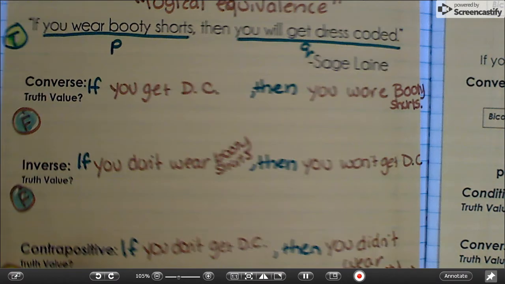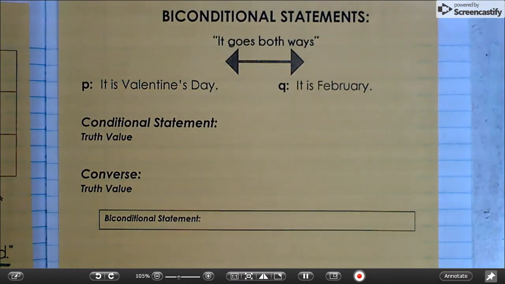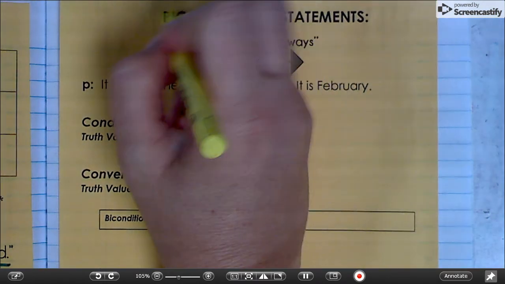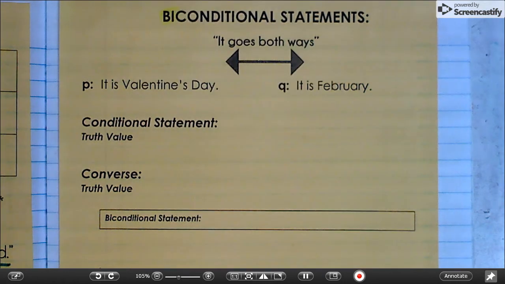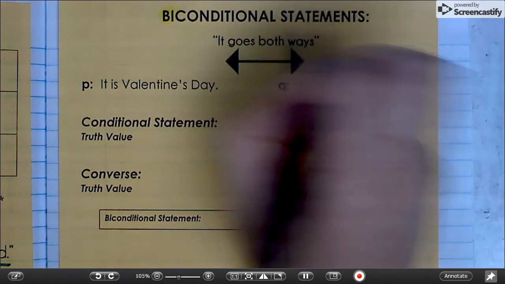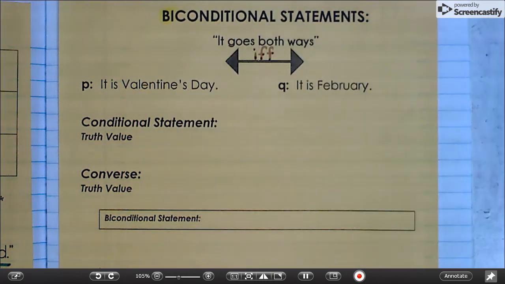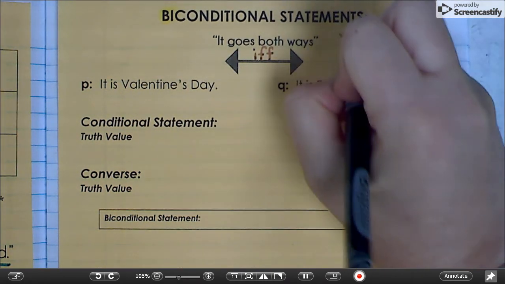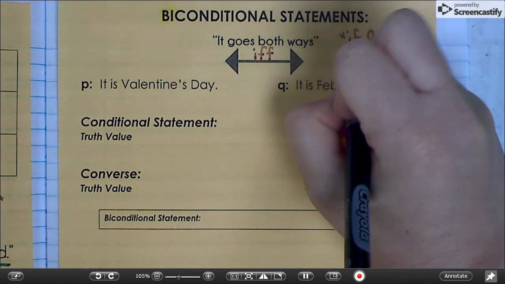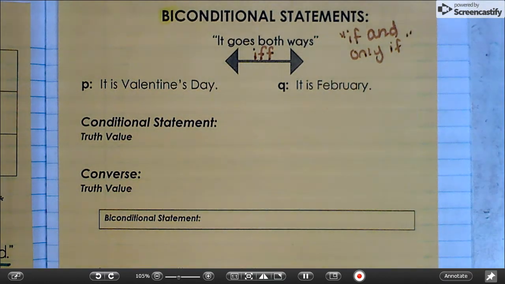And we're going to talk about one more type of conditional statement called a bi-conditional statement. Bi-conditional, bi means two. It goes both ways, meaning it's true in both directions. This arrow is the symbol we use, and it represents, I'm going to put the shortened version here, IFF, if and only if. Okay? It means it's true in both directions. No matter which way you say it, it's true.